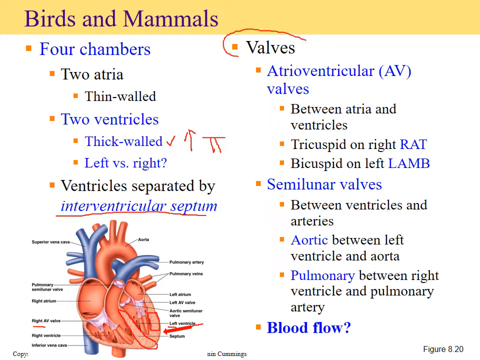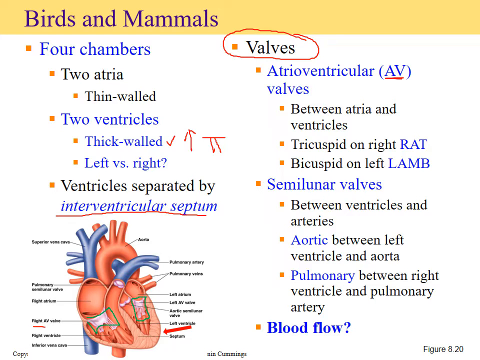You are going to have two different valves in the mammalian and bird heart. You will have your AV valves, your atrioventricular valves, which will lie between the atrium and the ventricle. And you will have your semilunar valve, which will control movement out of the ventricle. So here in green, I'm going to highlight for you the AV valves. As you can see, they will go ahead and regulate movement between the atrium and the ventricle. You have two of them, one on the right-hand side and one on the left-hand side.